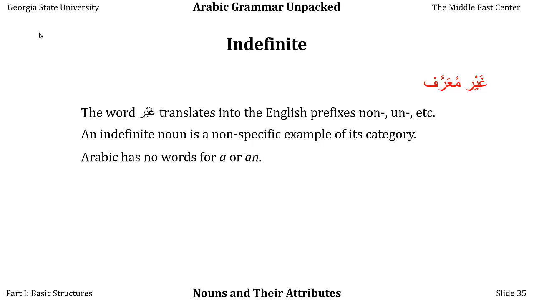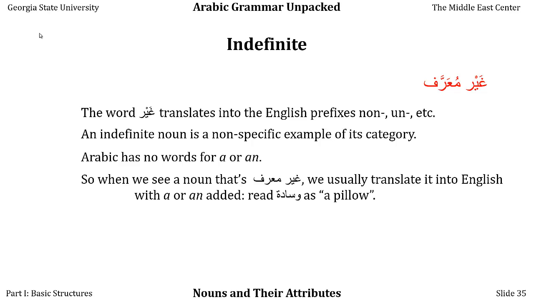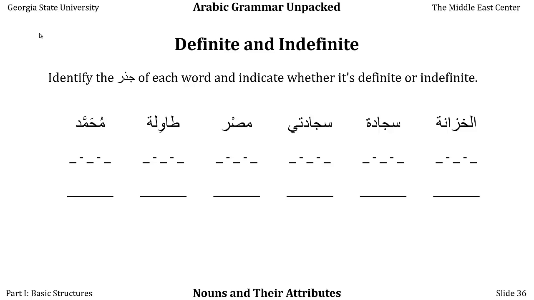Arabic has no words for a or an, so when we see a noun that's غير معرف, we usually translate it into English with the a or the an added. So we can read wisada as a pillow or a cushion, rather than just pillow or cushion. Let's take a look at some specific examples here. Again, identify the jidr of each word and indicate whether it's definite or indefinite.